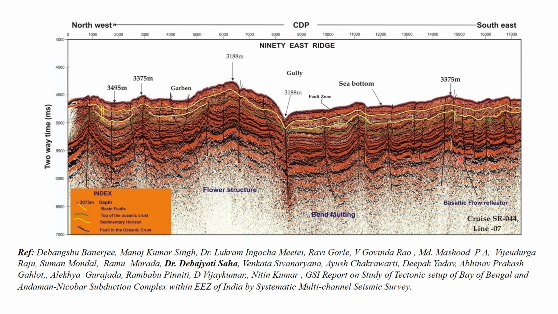Basaltic flow means it is very hard, and the velocity of the seismic ray will be much higher. Now you can see different geological provinces, particularly in the 90 East Ridge, and how the faults are being marked.